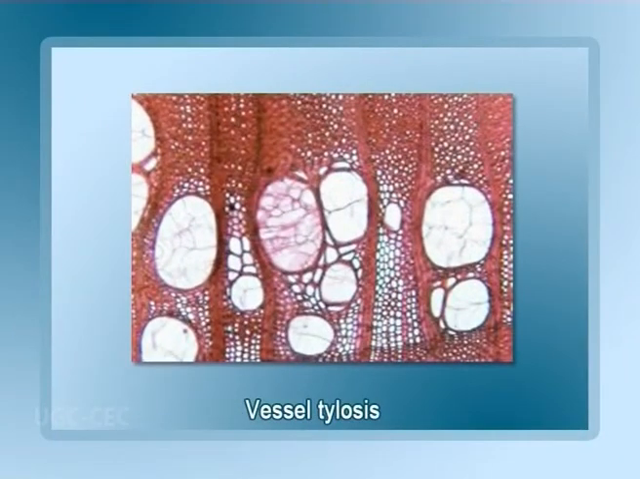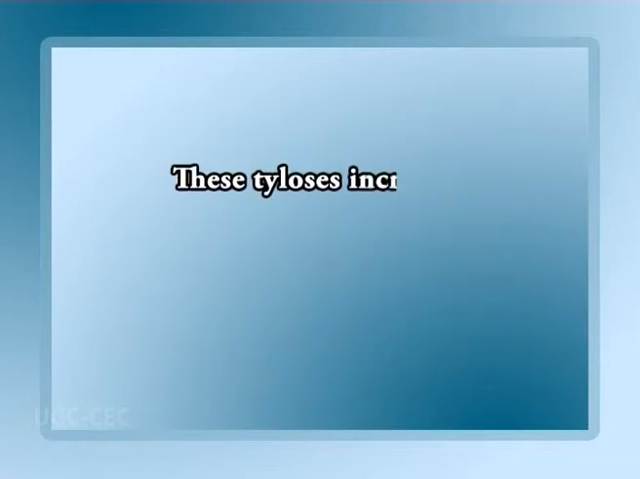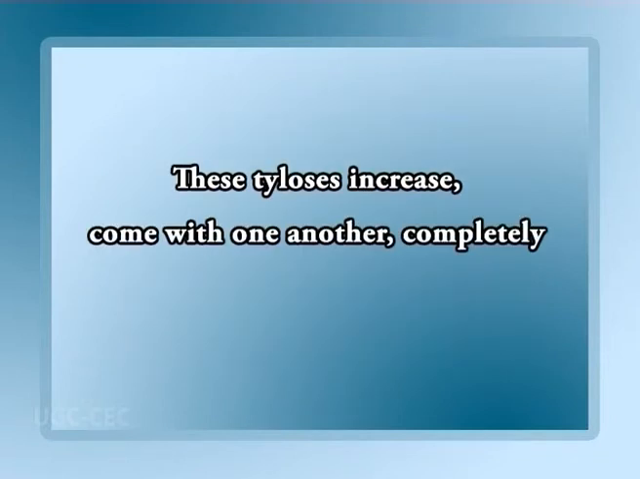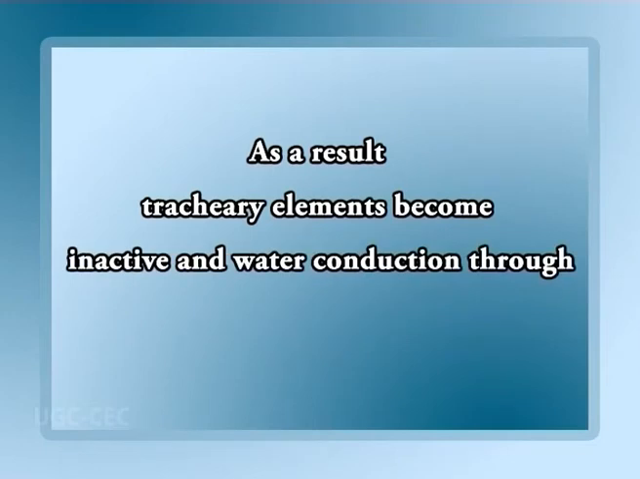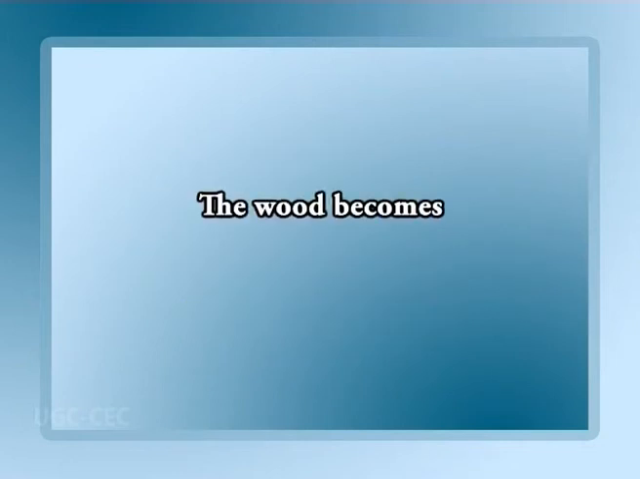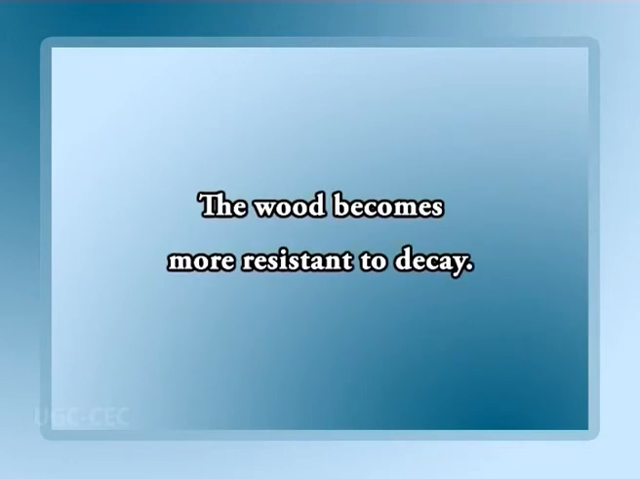In many woods, ray parenchyma surround the tracheary elements. Some of them protrude into the tracheary elements through the pit. These ingrowths are called tyloses. They develop in the lumina of the tracheary elements. Several tyloses may be formed by the surrounding parenchyma. These tyloses increase, come in contact with one another and completely fill and then block the vessel. As a result, tracheary elements become inactive and water conduction through the heartwood stops. The wood becomes more resistant to decay.